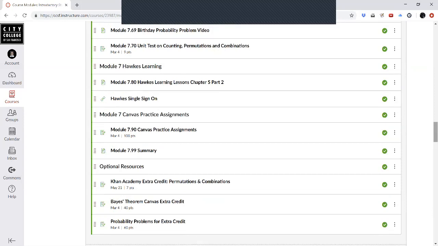So after we finish this, we'll be done with Chapter 5, and we'll be moving on to Chapter 6 on discrete probability distributions in the next module.